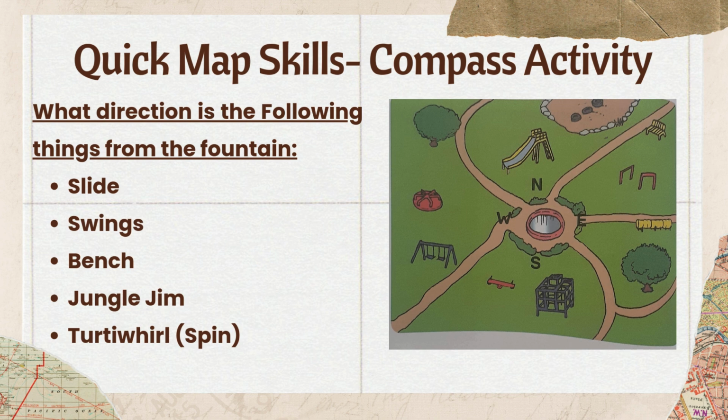Now, we're going to do a quick map skills compass activity. What direction is the following things from the fountain? First off, we'll start with the slide. So what direction is the slide from the fountain? And then we'll move on to the swing. What direction is the swing from the fountain? Then we'll move on to the bench, and so on and so forth. When you're done with that, please write it down and then I will show you the answers.